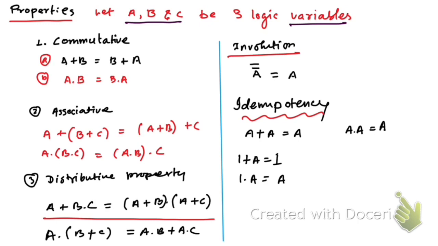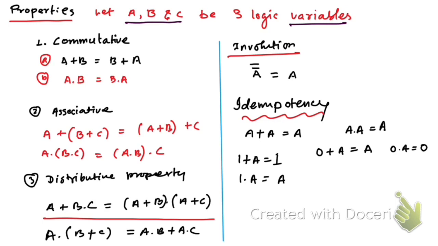So now let's move on to the next property, that is 0 plus A, that's going to be A, and 0 dot A. 0 dot A is 0, okay, right? 0 dot A is 0. These are simple properties, right? So now let me go to the next slide.